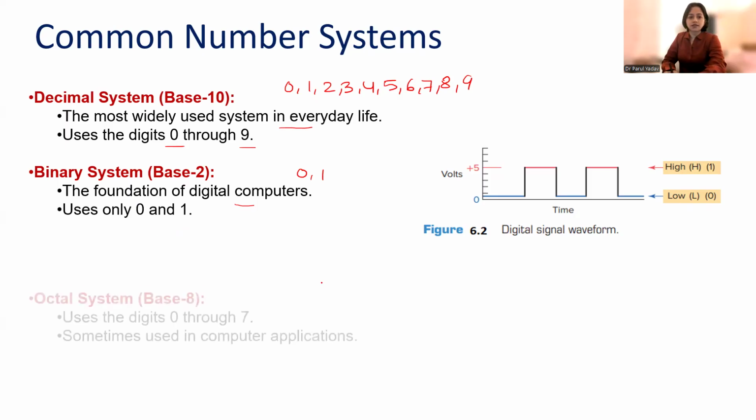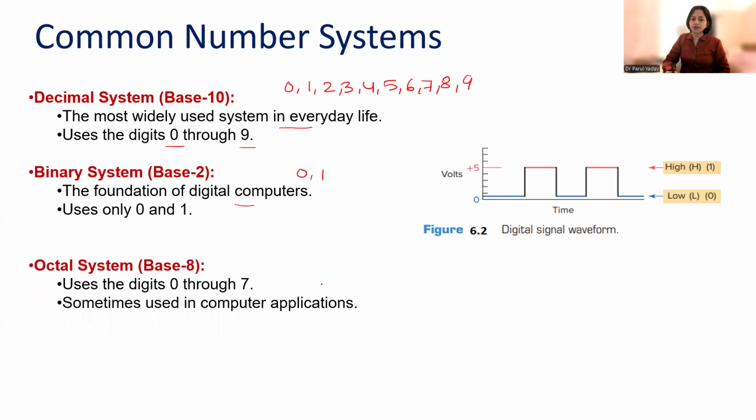Now, next system is octal system. This system is used in some computer applications, and octal means here base is 8. Now, in this system, we'll use the symbols to define the numeric digit numbers. But here, we will use only digits from 0 to 7. So, we'll have digits like 0, 1, 2, 3, up to 7. So, this kind of system is called octal system.